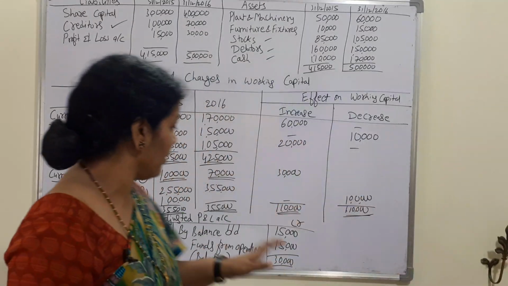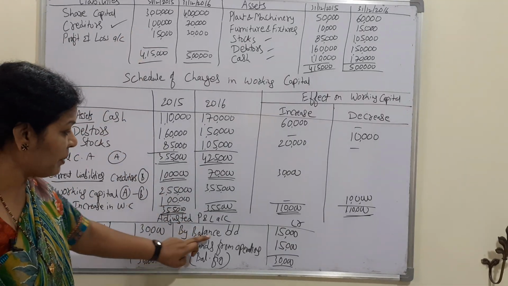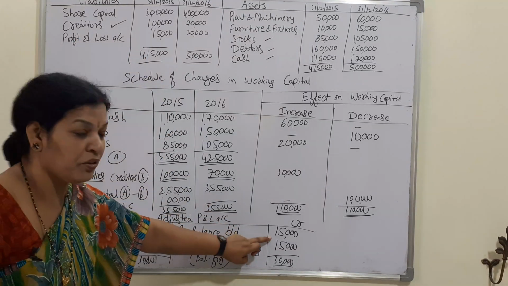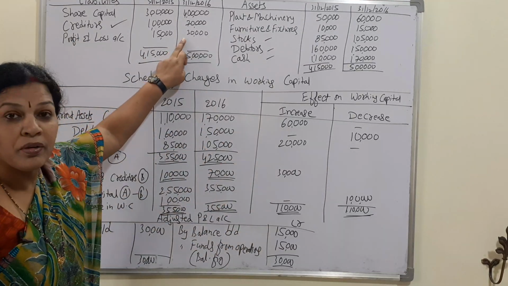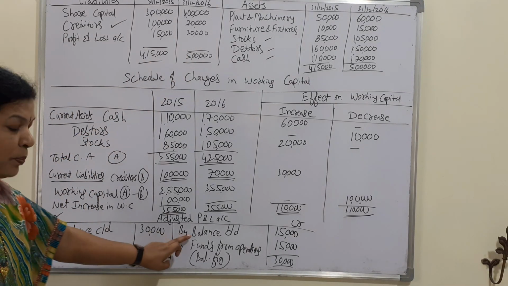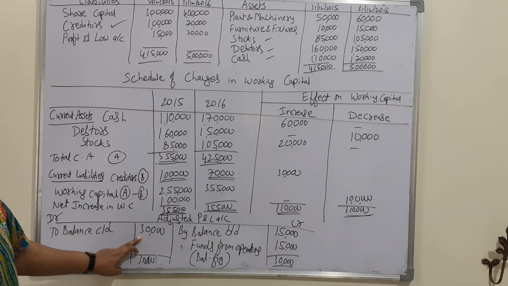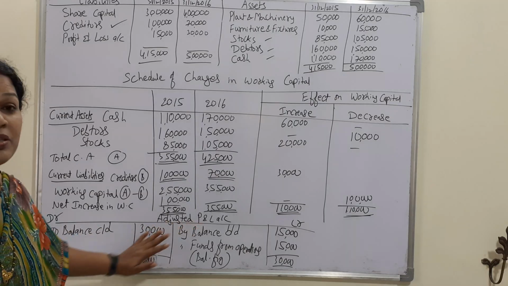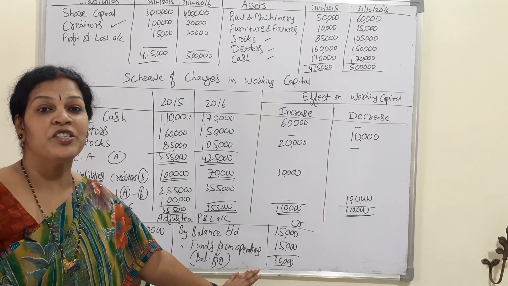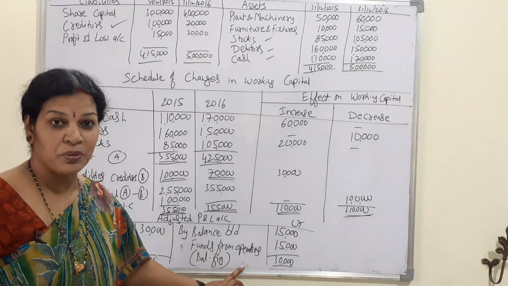Now see here, the adjusted profit and loss account. The opening balance is 15,000, so we write by balance brought down 15,000. And the closing balance is 30,000, to balance carried down 30,000. So the difference is 15,000. The difference we get on the credit side, and credit side means funds from operations. So we get a balancing figure of 15,000 as funds from operations.